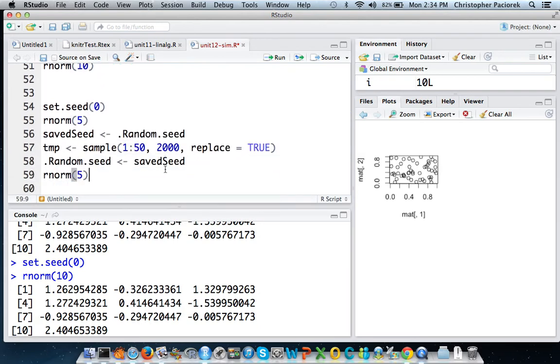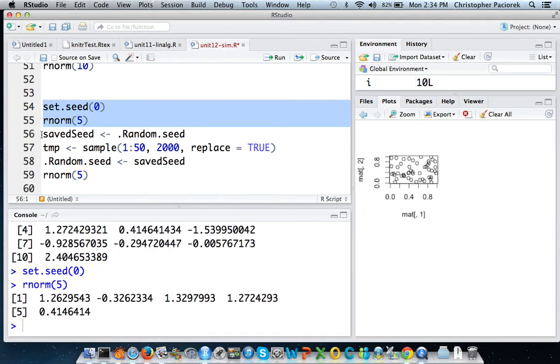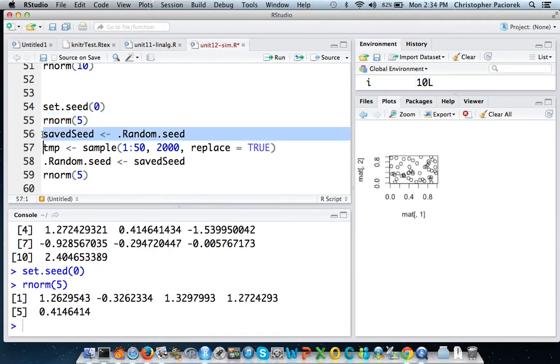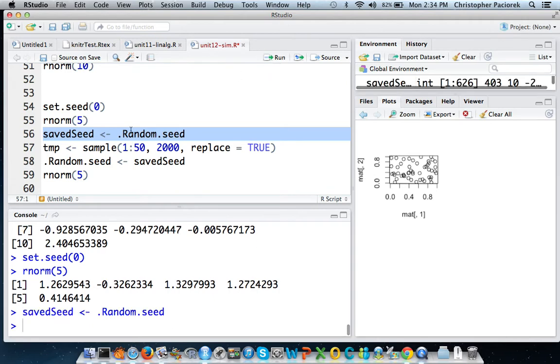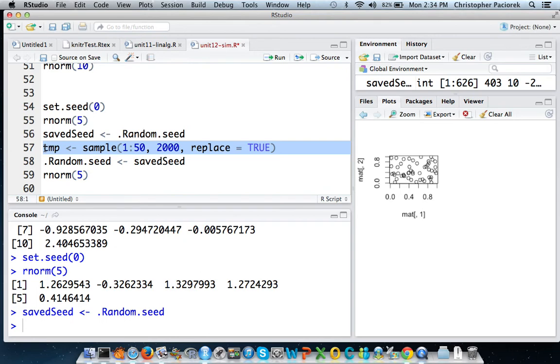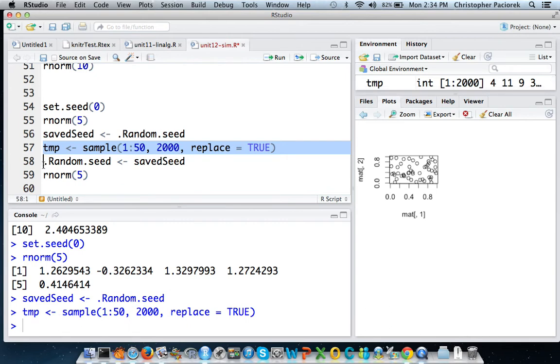And the other thing we can do is actually save the seed and then reuse it potentially. So usually you would just want to get repeatability by using the same seed, but it is possible to do the following. Suppose I set the seed to be 0, I generate 5 random numbers. I'm going to save the value of .Random.seed in something I'm calling saved seed. And now suppose I do some other operation that involves using random numbers. In this case, I'm going to use the sample function and do some random sampling.